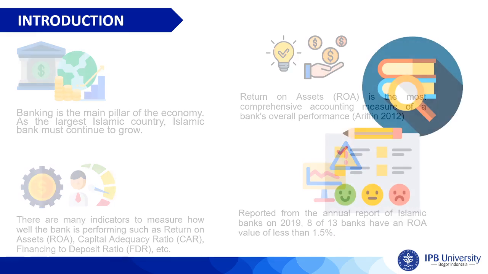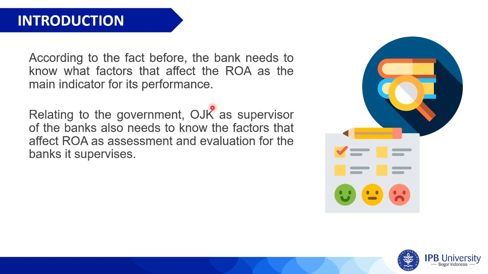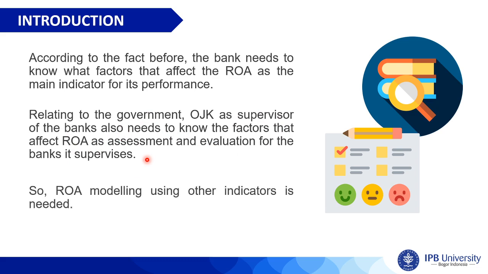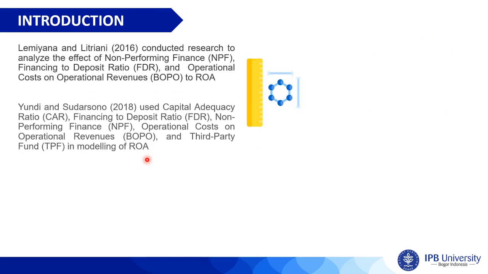According to the fact before, the bank needs to know what factors affect ROA as the main indicator for its performance. Relating to the government, OJK as supervisor of the banks also needs to know the factors that affect ROA as assessment and evaluation for the banks it supervises. So, ROA modeling using other indicators is needed. The idea of this research is based on previous studies as follows.